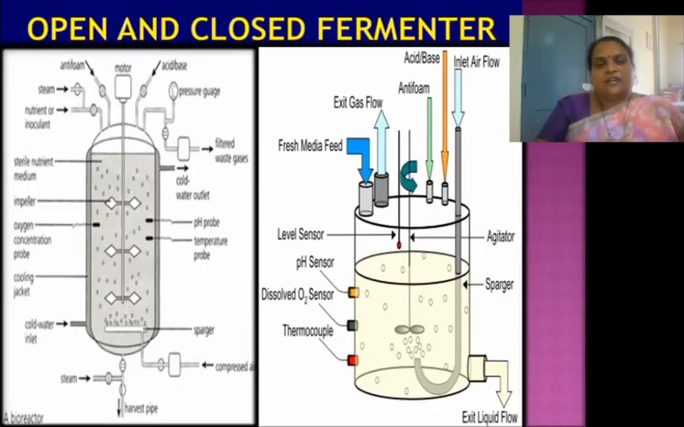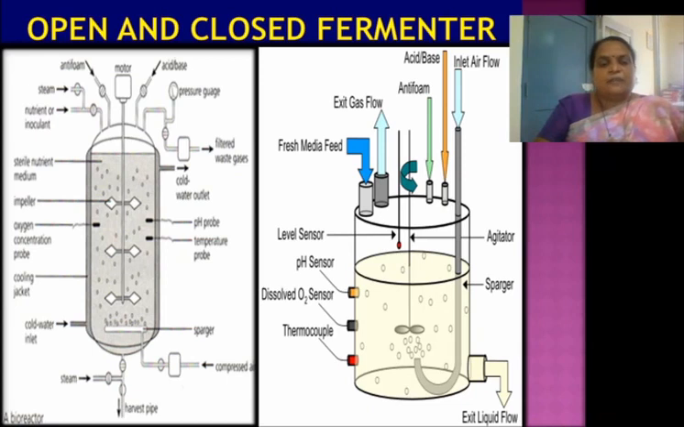These are the diagrams showing an open fermenter and a closed fermenter. The open fermenter is on the right side and the closed fermenter is on the left side. These fermenters are with all the provisions that I have already discussed. Sparger is for aeration. Agitator or impeller is for agitation. There is fresh media feed, liquid exit flow. Acid base indicates pH control, antifoam indicates foam control. There is a level sensor, dissolved O2 sensor and thermocouple. These labels you can see in the open fermenter.